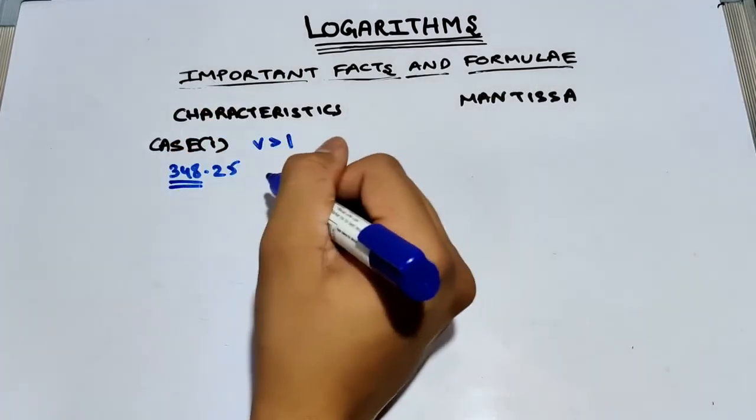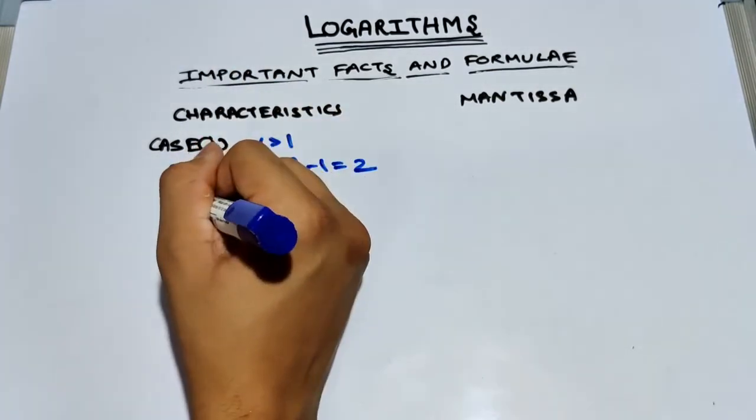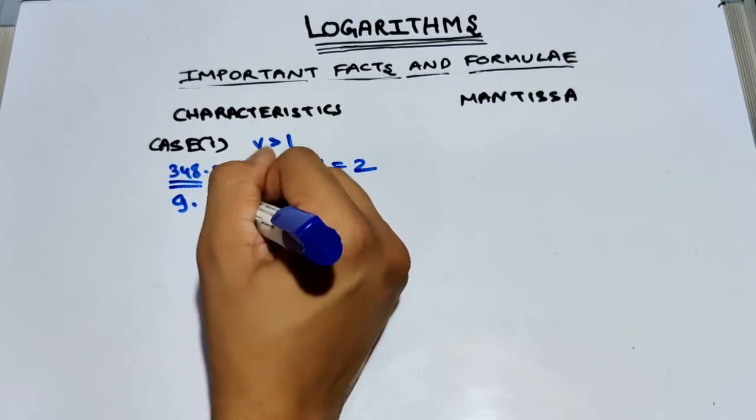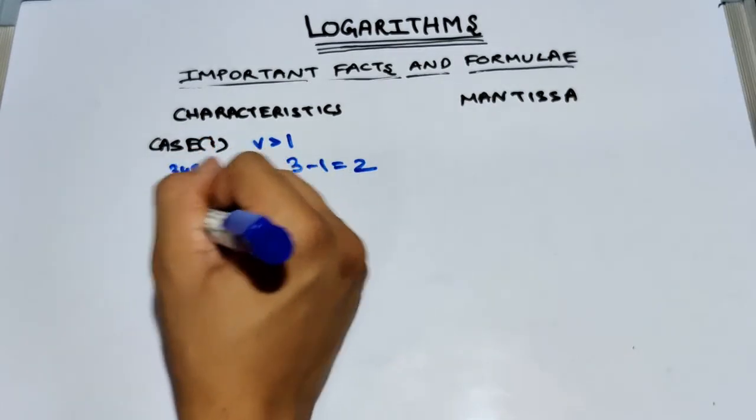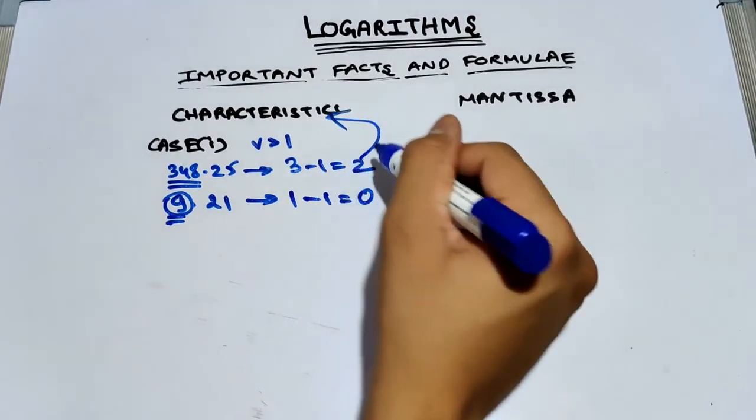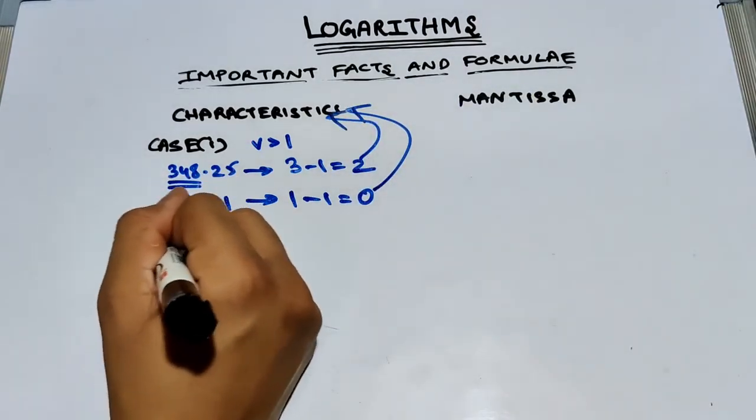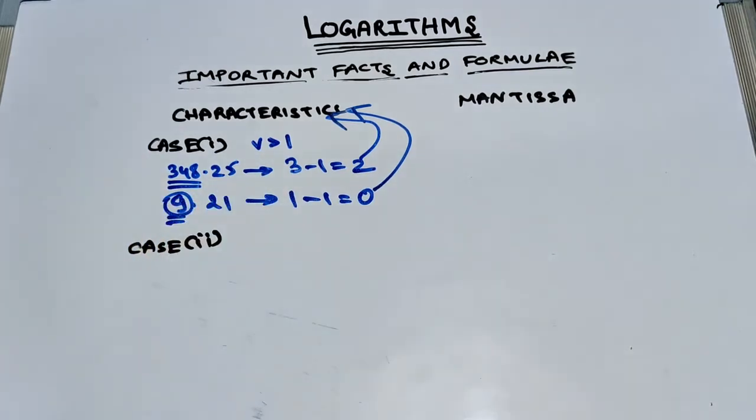There are 3 digits to the left of the decimal point, so the characteristic value will be 3 minus 1, which is 2. Similarly, if it's 9.21, there is only 1 digit to the left of the decimal point, so the value will be 1 minus 1, which is 0. So the characteristic is 2 in this case and 0 in this case. Case 2 says that if the number is less than 1, then the characteristic is 1 more than the number of zeros between the decimal point and the first significant digit of the number.